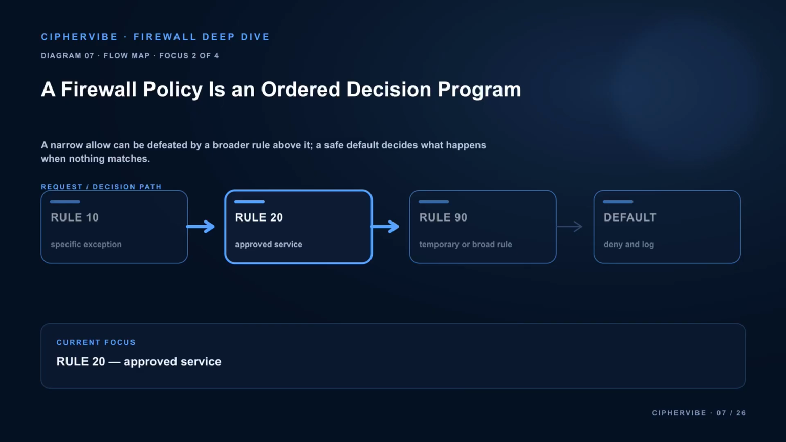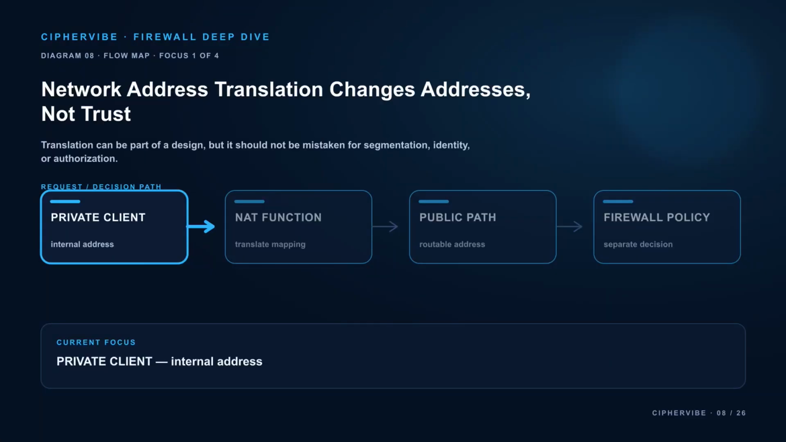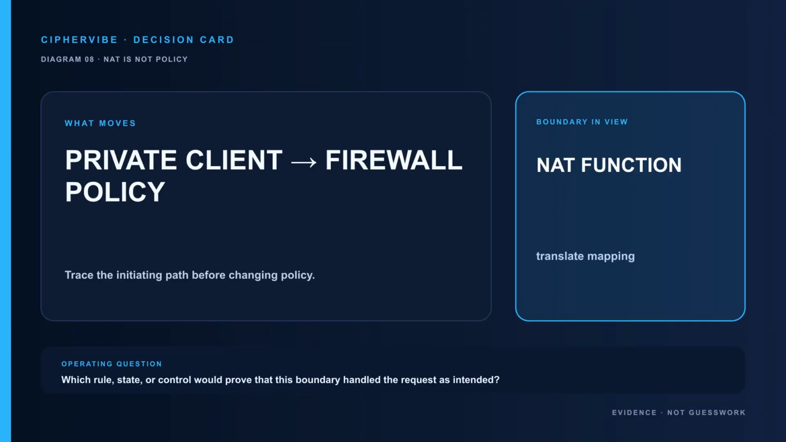Do not stop at whether a packet passed. Ask whether the allowed transaction is justified, observed, and still necessary after the next change. A good mental model separates traffic flow, policy flow, and evidence flow. They interact, but they do not answer the same question.